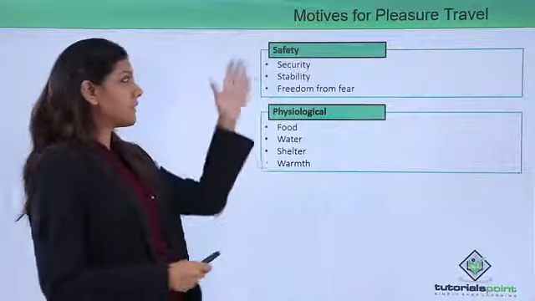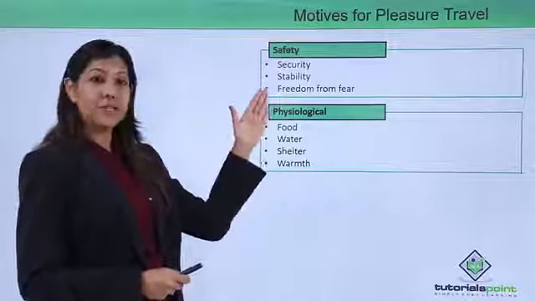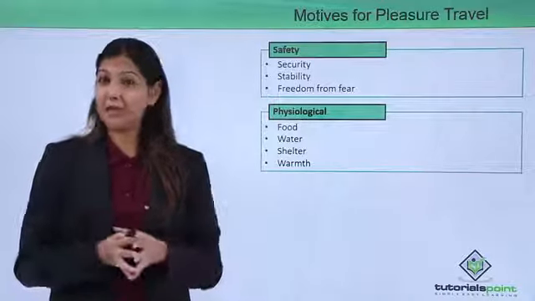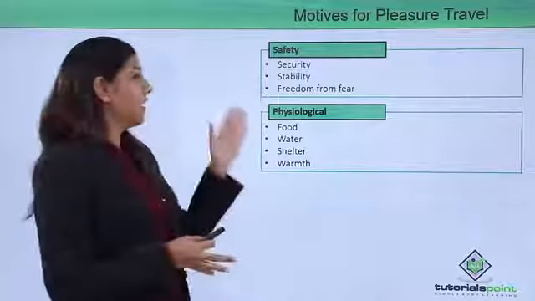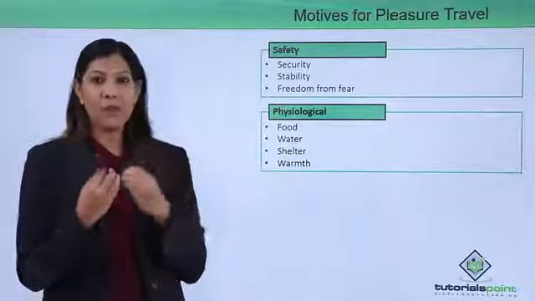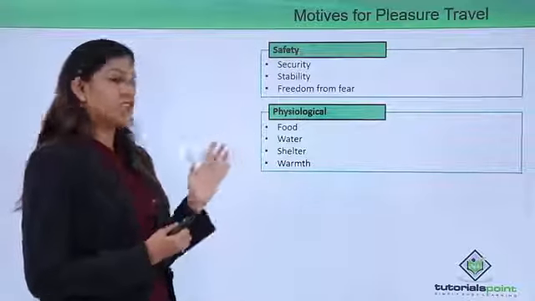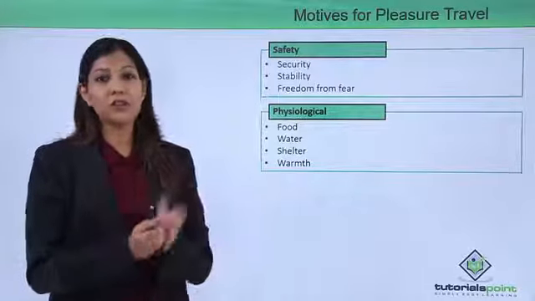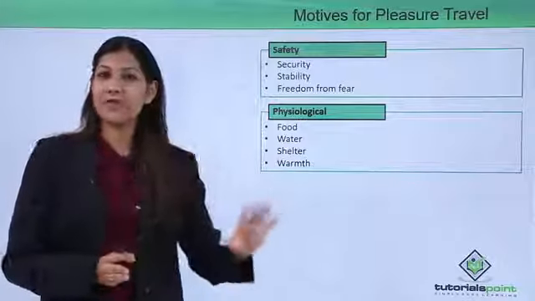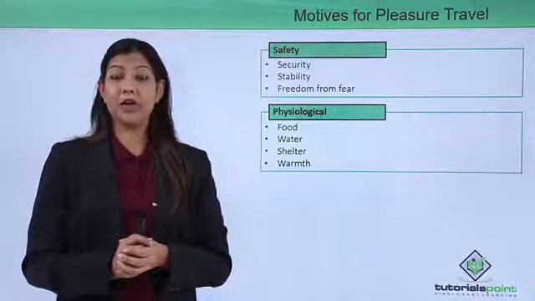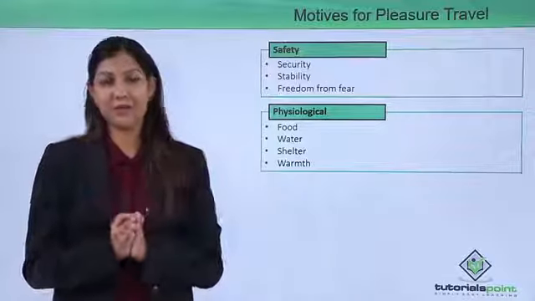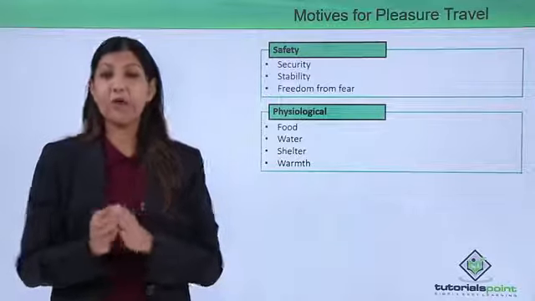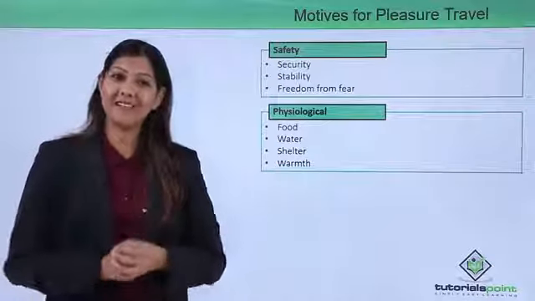Some other reasons are safety, security, stability, freedom from fear. We all want to be safe when we are traveling to any particular destination. Physiological needs, something which helps us, are food, water, shelter and warmth. We definitely want to go to a place where our basic needs are taken care of, like food, shelter and warmth. So these are certain motives why people go for pleasure travel with their family, friends, etc.